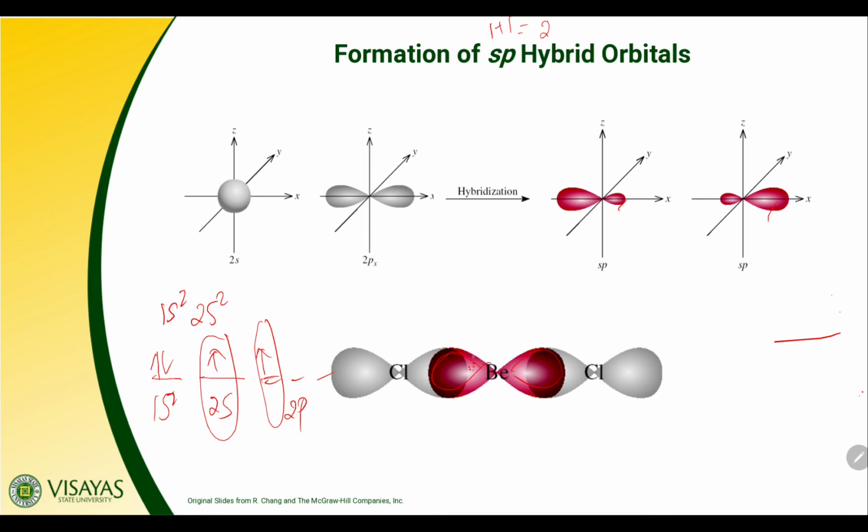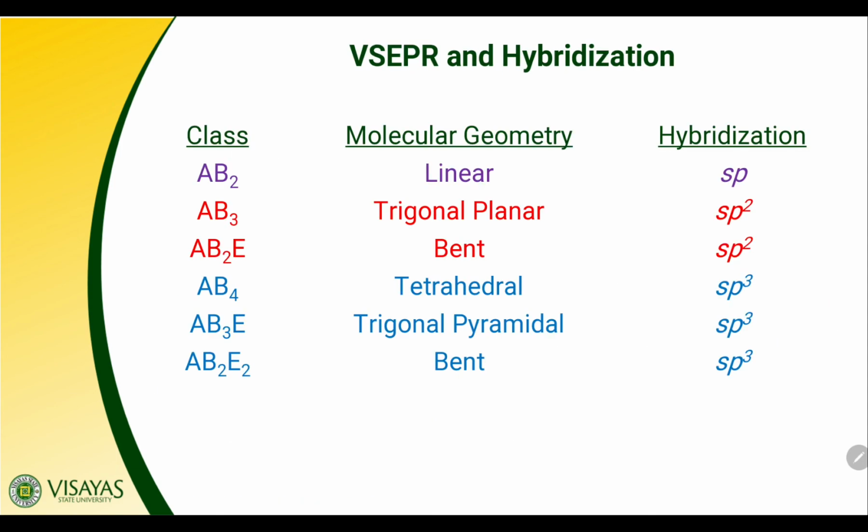One of the hybrid orbitals is used to overlap with the p orbital of the chlorine atom to form that covalent bond, and one with the other chlorine atom. So we have 2 bonds here. We have our beryllium chloride. Okay, so this bond is from the overlap of these 2, and this one is from the overlap of these 2.